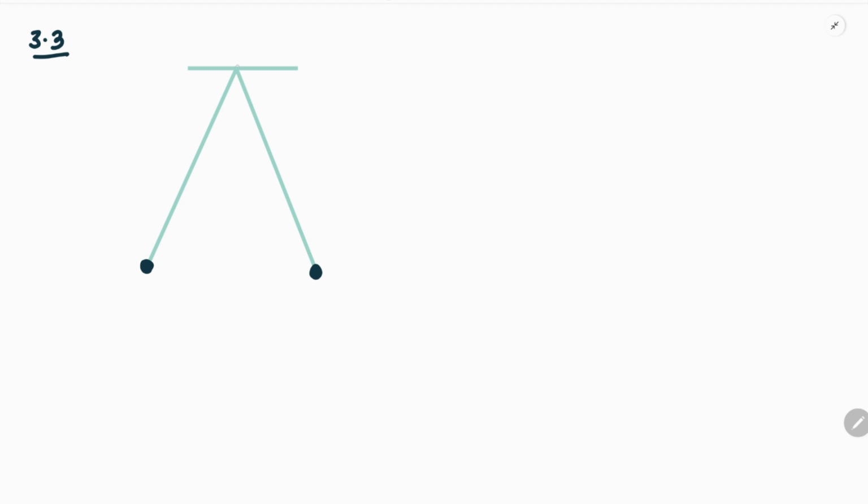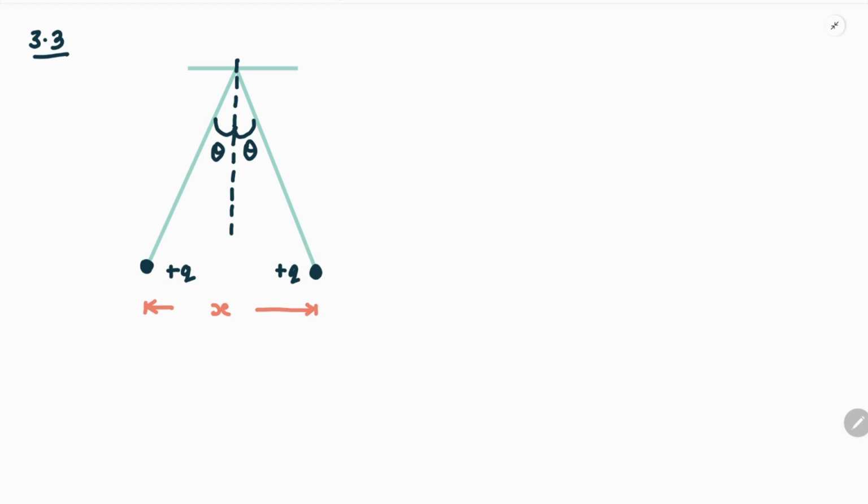Now if these masses are identical, this is the angle which we draw with the vertical, which we consider as theta over here, the charge being plus q and plus q. The distance between them is given to us as x. So using symmetry we can say that about this line the distance is x by 2.